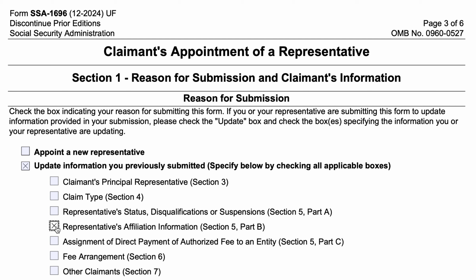So if this is the only box that applies, then you would still complete section 2, but from section 2 you would skip down to section 5, and then you skip down to the signature information fields. Since we're appointing a new representative, we're going to go through all 8 sections, but this is an option that you have if you're simply updating information for someone that's already designated as your representative.